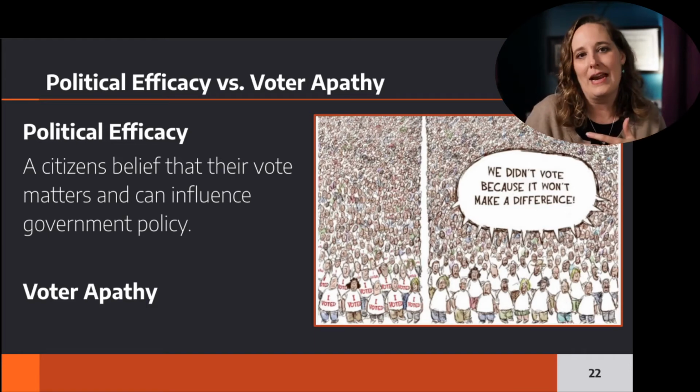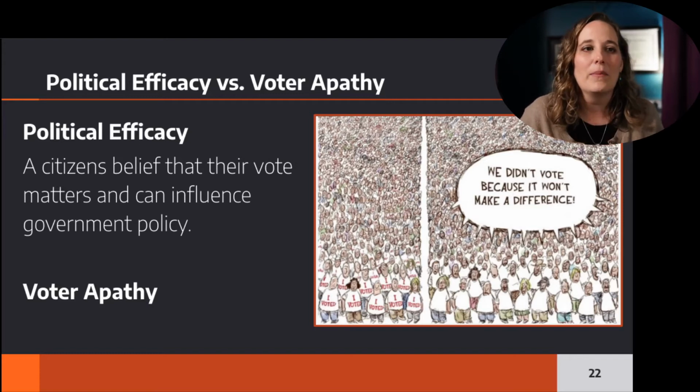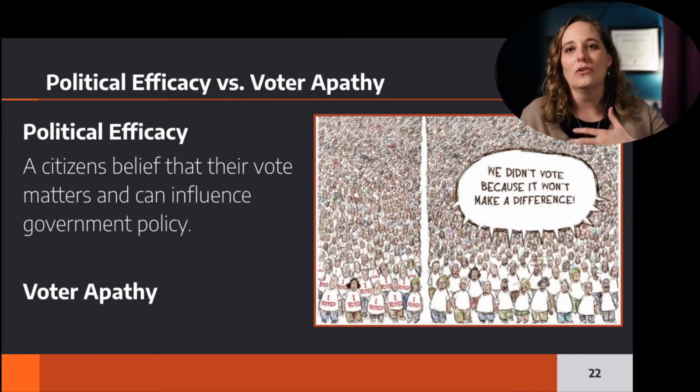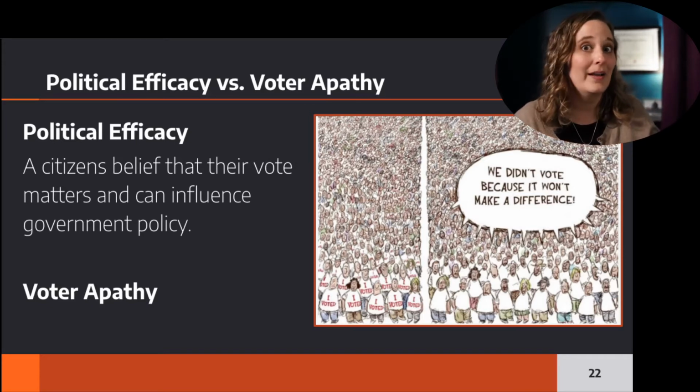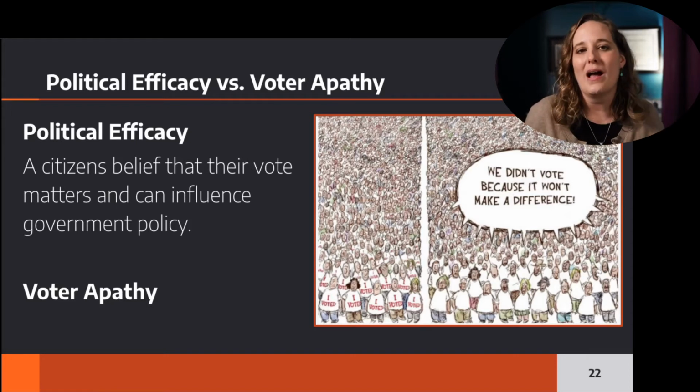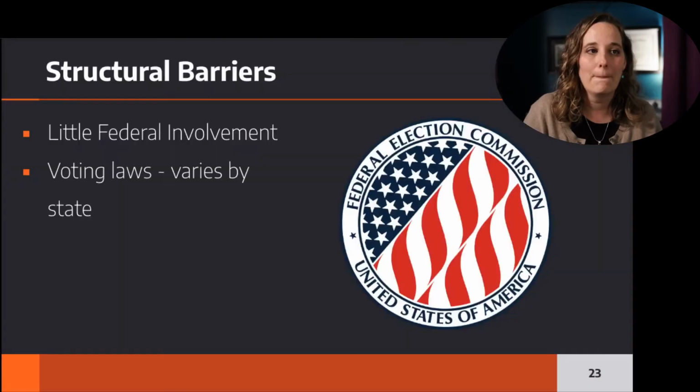Voter apathy, on the other hand, is the opposite of voter efficacy. And it can come about because of lots of reasons, whether you supported a losing candidate or the candidate that you supported who won then broke their promises. There are lots of reasons why people end up with voter apathy or believing that it doesn't matter what they say or what they think.